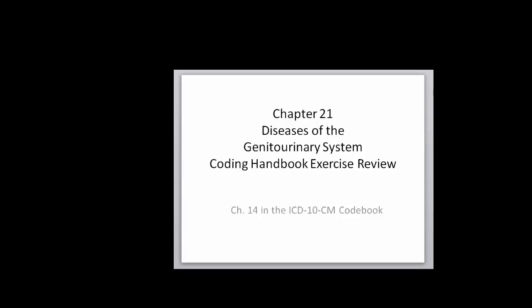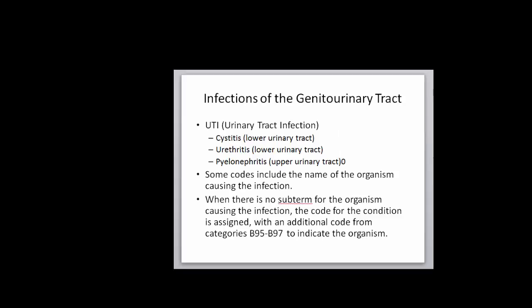Hello, today we're going to talk about Chapter 21, the diseases of the genitourinary system, and this corresponds to Chapter 14 in the code book. The term urinary tract infection is used to cover many things, and I have listed here the three things that you'll see most commonly as infections that are referred to as urinary tract infections. The codes for UTIs differ in that some include the name of the organism and some do not.